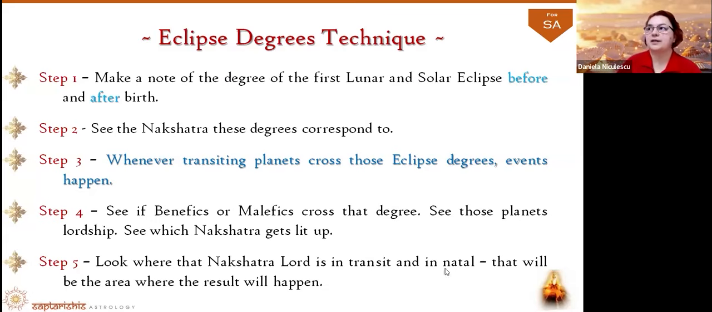So for instance, if your eclipse point is in Ashwini and is getting activated in transit by Jupiter or Venus, see where Ketu is in natal and in transit. Because your eclipse point is in Ashwini and the planet is transiting there, check where that nakshatra lord is placed in natal and in transit. Okay, so I'm going to illustrate this. Maybe it's going to get clearer through examples. Any questions so far?